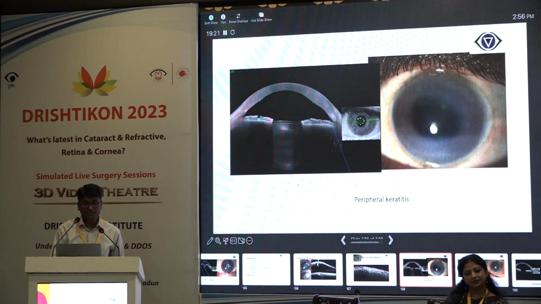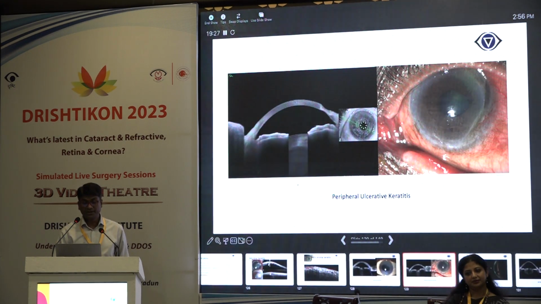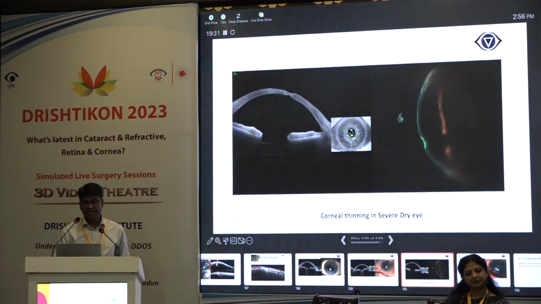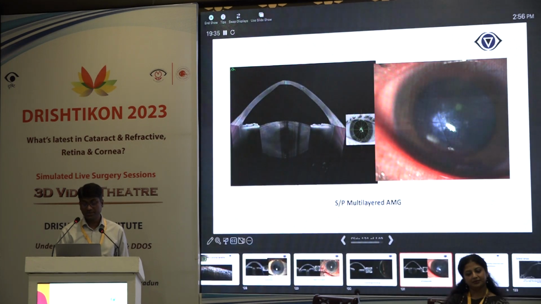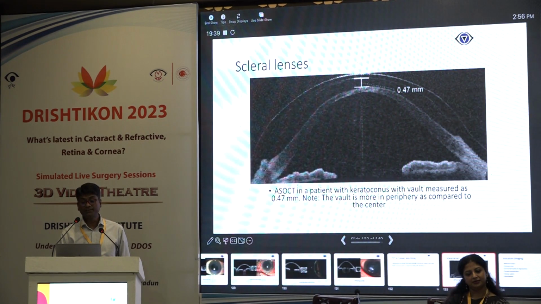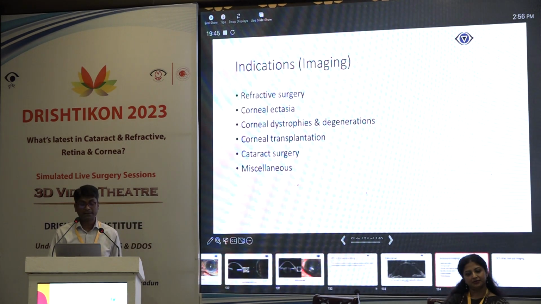This is another patient. You can see peripheral keratitis. This portion is edematous, center is compact. Peripheral ulcerative keratitis. You can see in this portion there is a melt. Corneal thinning in severe dry eye. In this patient, we had done a multi-layered AMG. So the stroma has been given and thickness is increased. Even in scleral lens fitting, you can know what is the vault, whether it is touching the cornea or not. Do you want to increase the vault or flatten it? All those things you can plan.